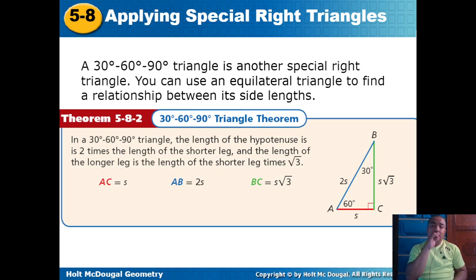30, 60, 90 degree triangle theorem. In a 30, 60, 90 degree triangle, the length of the hypotenuse is 2 times the length of the shorter leg, and the length of the longer leg is the length of the shorter leg times square root of 3.